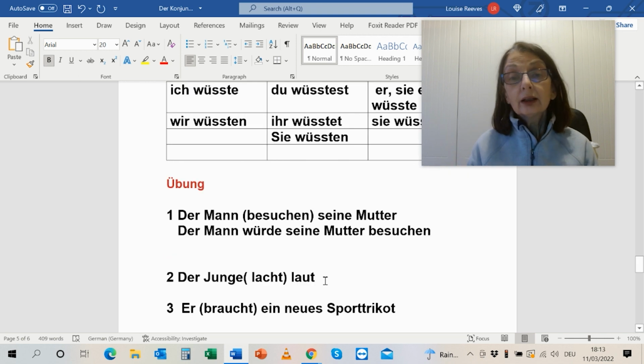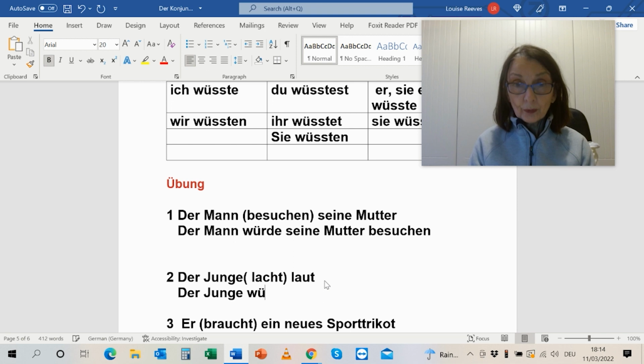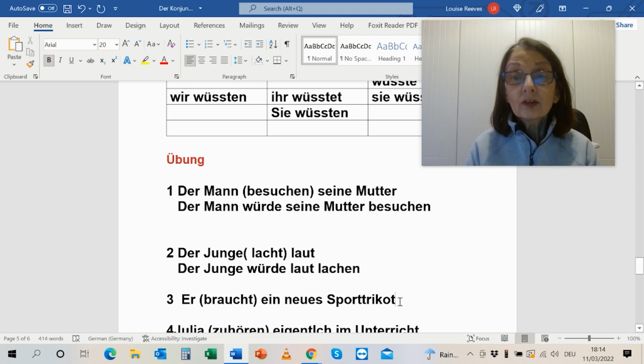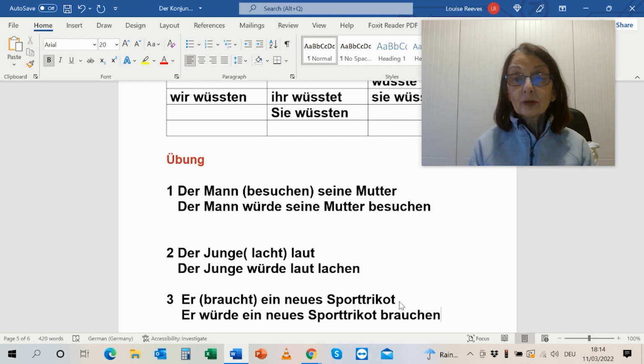Der Junge lacht laut. Now I want to put that into the Konjunktiv 2. Now I'm going to put instead, der Junge würde laut lachen. There's my infinitiv. Dann, brauchte ein neues Sporttrikot. Dann, ein Sporttrikot ist a football jersey or a sports jersey. So, würde ein neues Sporttrikot brauchen. Das war Nummer 3.